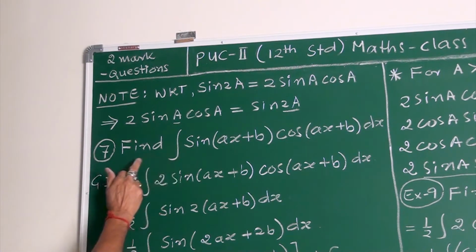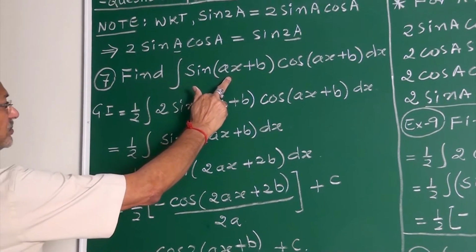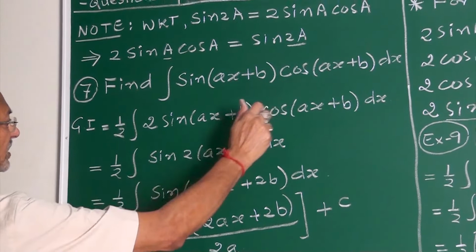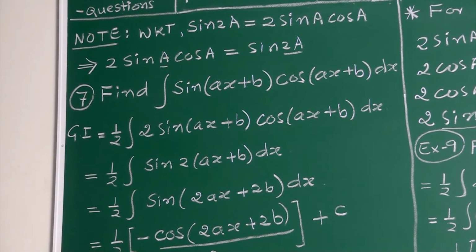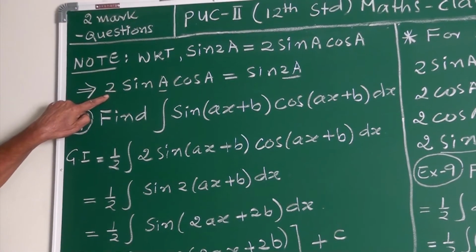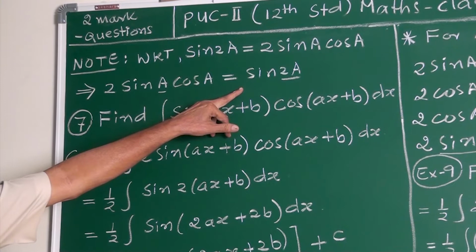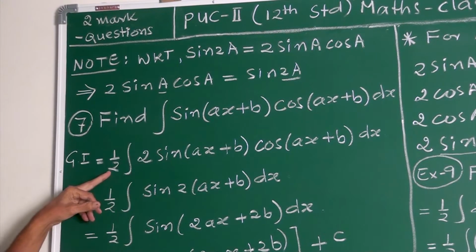Good example from the textbook: find the integral of sine(ax plus b) into cos(ax plus b) dx. Now, what is your observation? You need 2 here, my friend. If the 2 is there, you can use the formula: 2 sine a cos a is sine 2a. To get 2, multiply and divide.